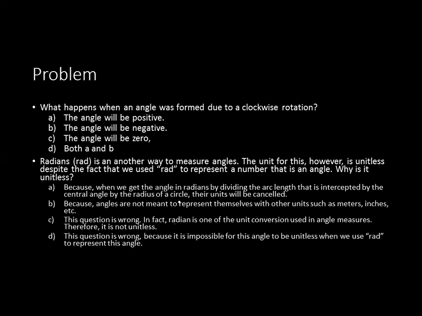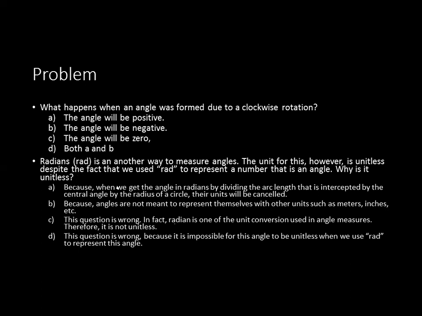Radians is another way to measure angles. The unit for this, however, is unitless, or no units involved, despite the fact that we use rad to represent a number that is an angle. Why is it unitless? Or in other words, why is it that it has no units?